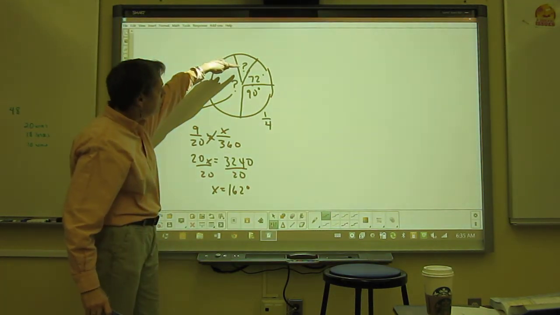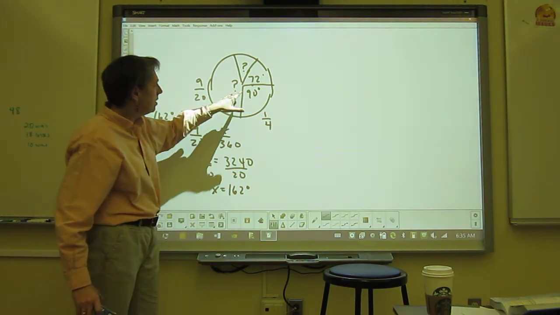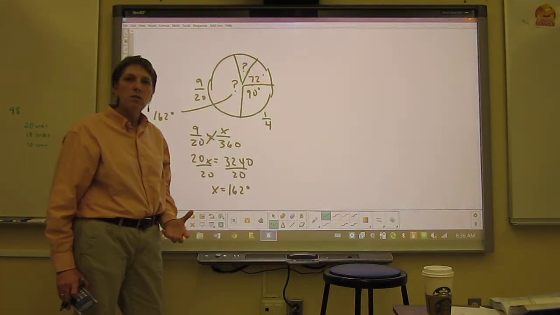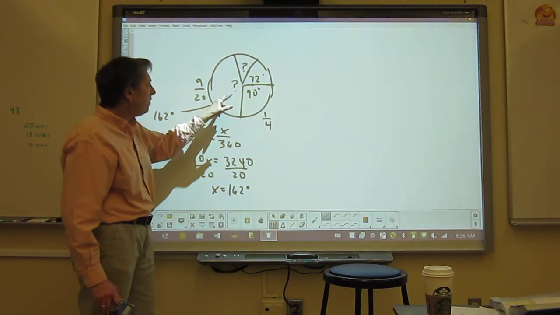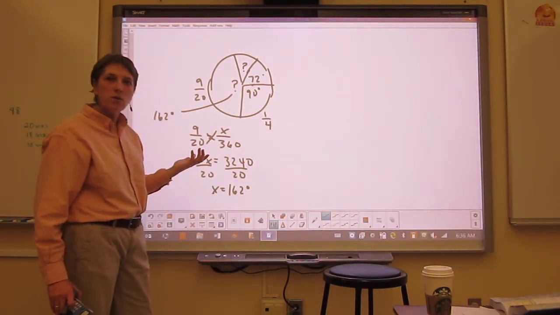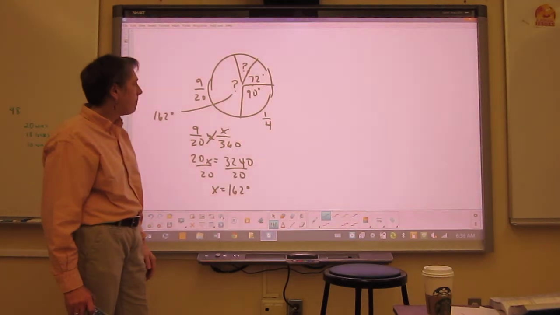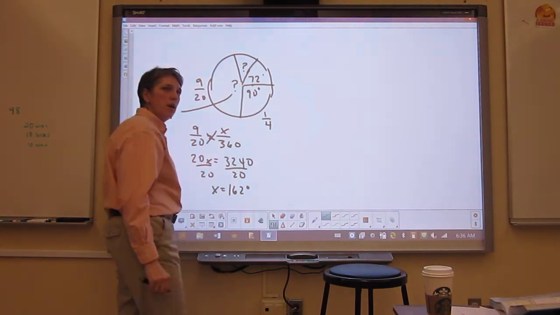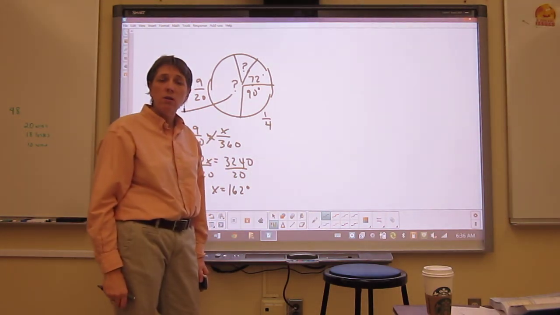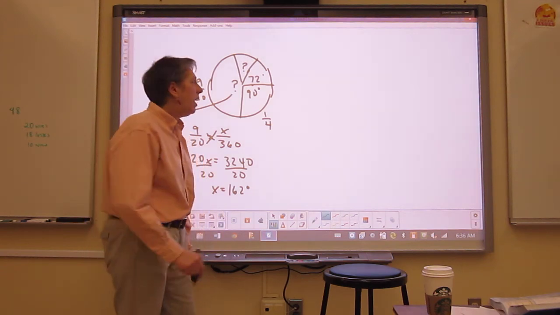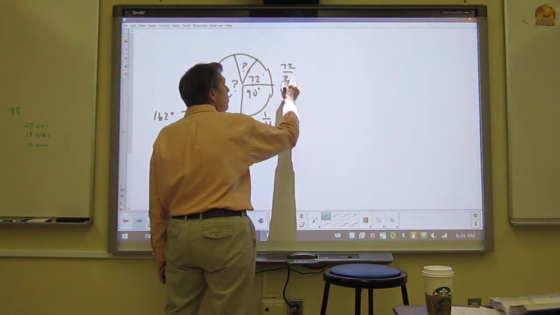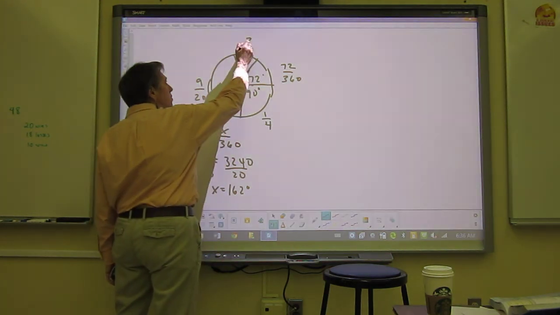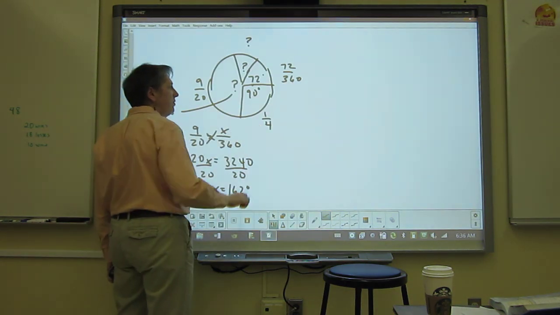How would you find this one? If I know this is 162, this is 90, and this is 72, all the degrees add up to what? Right, 360. So I would add these three now, and I would subtract it from 360 to get my answer. If I wanted to get the fraction for 72 degrees here, I'd write 72 degrees over what? 360. And then I would simplify it, which is what I want you to do right now. I want you to find the fraction that goes right here, and I want you to simplify this fraction.